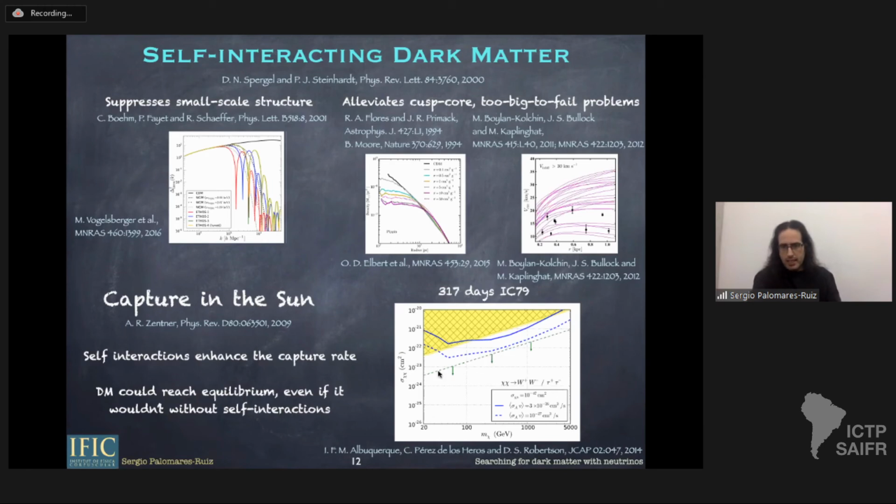And actually, this was a study using also old data from IceCube. For very small dark matter nucleon cross section, but large self-scattering cross section, the fluxes of neutrinos could be detected. And actually, the values of the self-scattering cross section that could be tested in this case are just in the ballpark that alleviates problems of small scale structure.